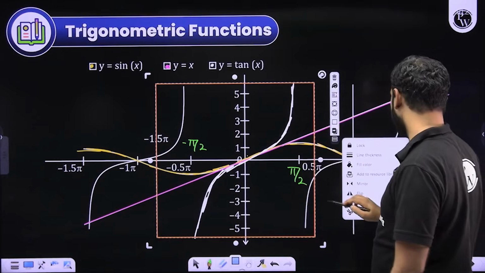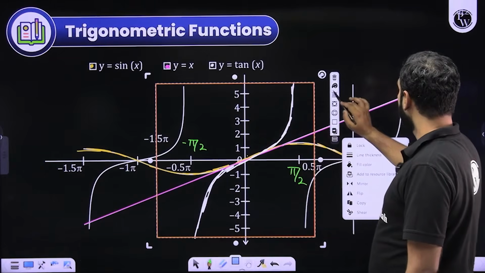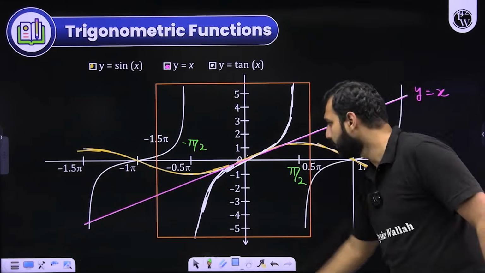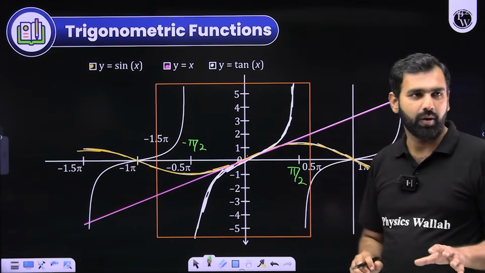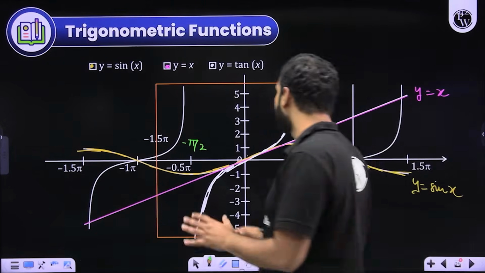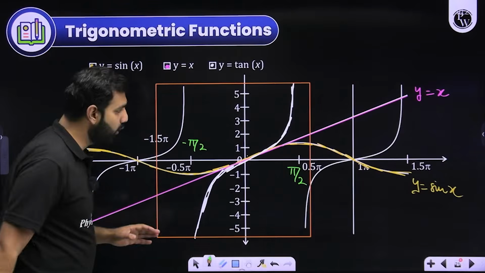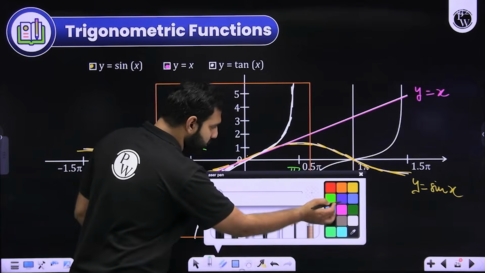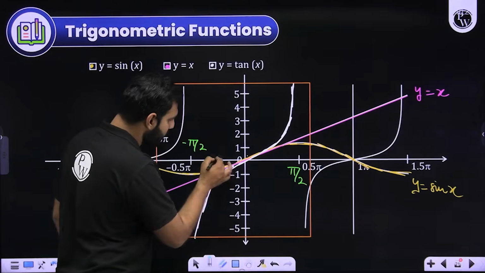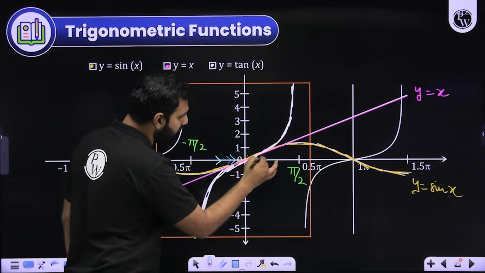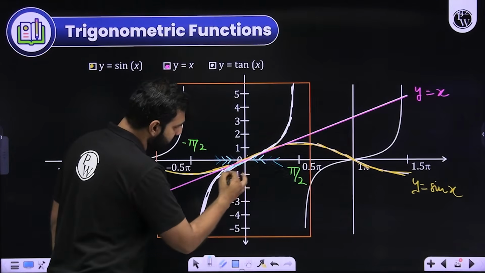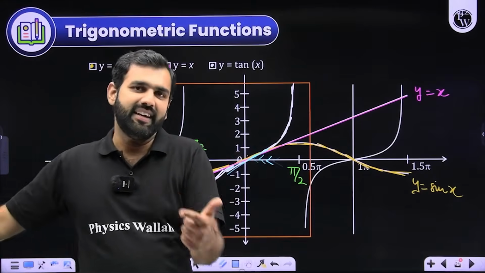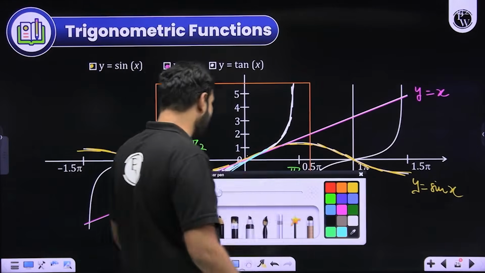Look at this particular part. Just give me a second. I'll just draw it more clearly. Now, look at this box which I have drawn over here. Between minus pi by 2 to pi by 2, I hope you're realizing that as soon as you start getting closer to 0, do you see that all of them are overlapping? So x, sin x and tan x are equal if x is very small.